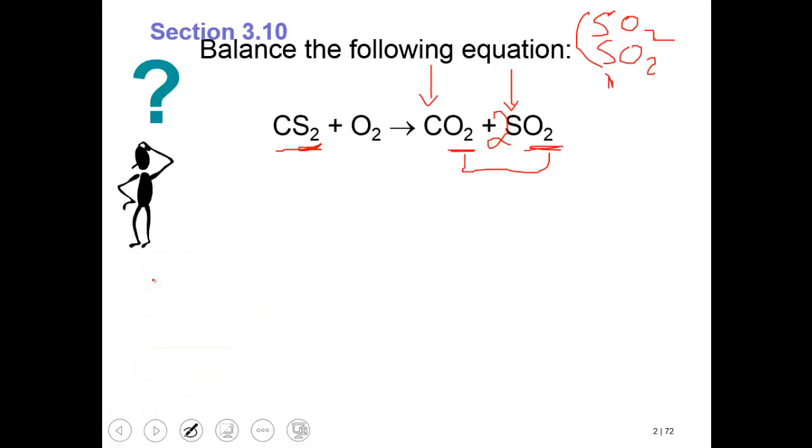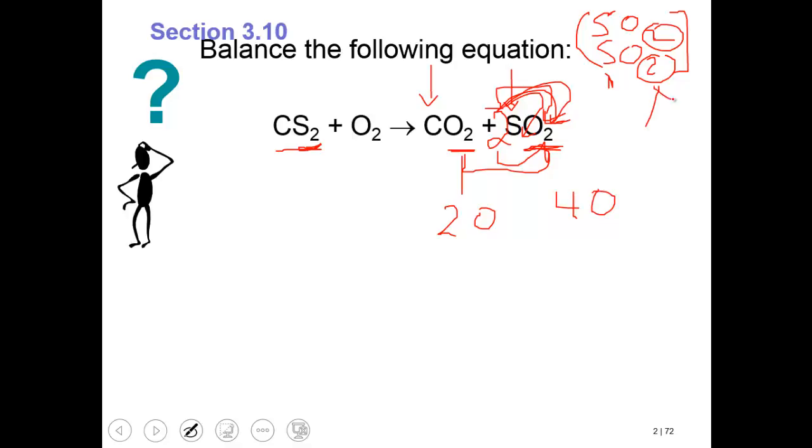Let's go back to the right-hand side. There are 2 oxygens in CO2, but there is 2 times the oxygens in SO2. So if we were to write that down twice, there's 2 here and 2 here for 4. If I take the 2 out front and multiply it through all the subscripts, the subscript for S is 1, so 2 sulfurs, and 2 times the subscript 2 for oxygens, I get 4 oxygens in SO2, because there are 2 SO2 molecules, so 2 plus 2 is 4. So that equals 6 oxygens on the right-hand side.